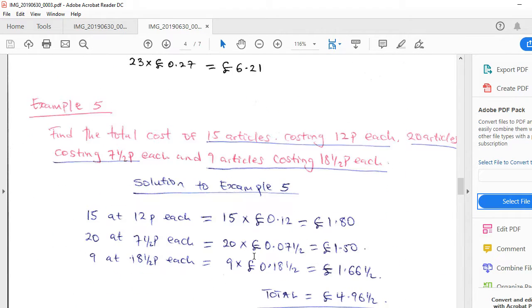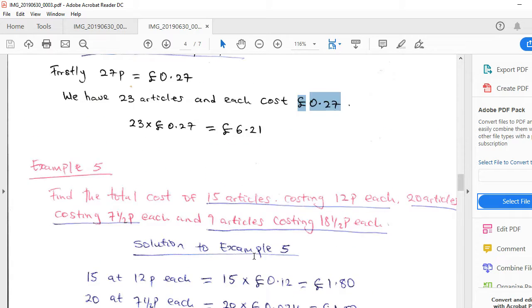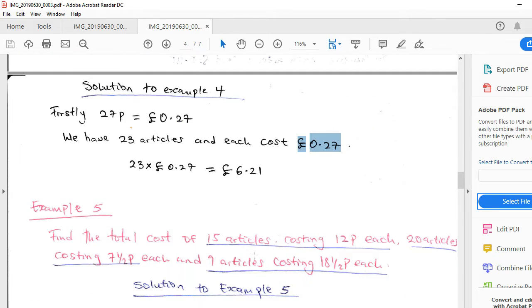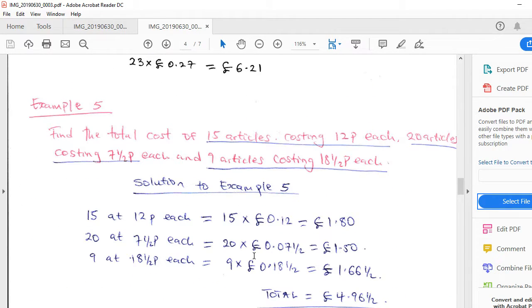So let's go to example number 5. So find the total cost of 15 articles costing 12 pence each, 20 articles costing 7.5 pence each, and 9 articles costing 18.5 pence each. So how do we go about this? The solution is very simple, similar to example number 4, I guess. Yeah, example number 4. Now find total.